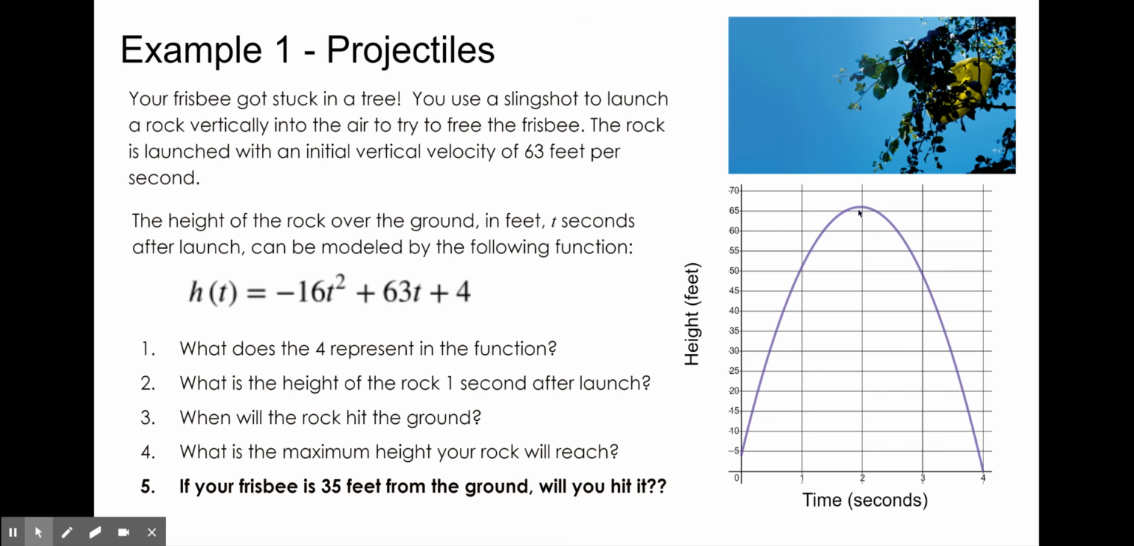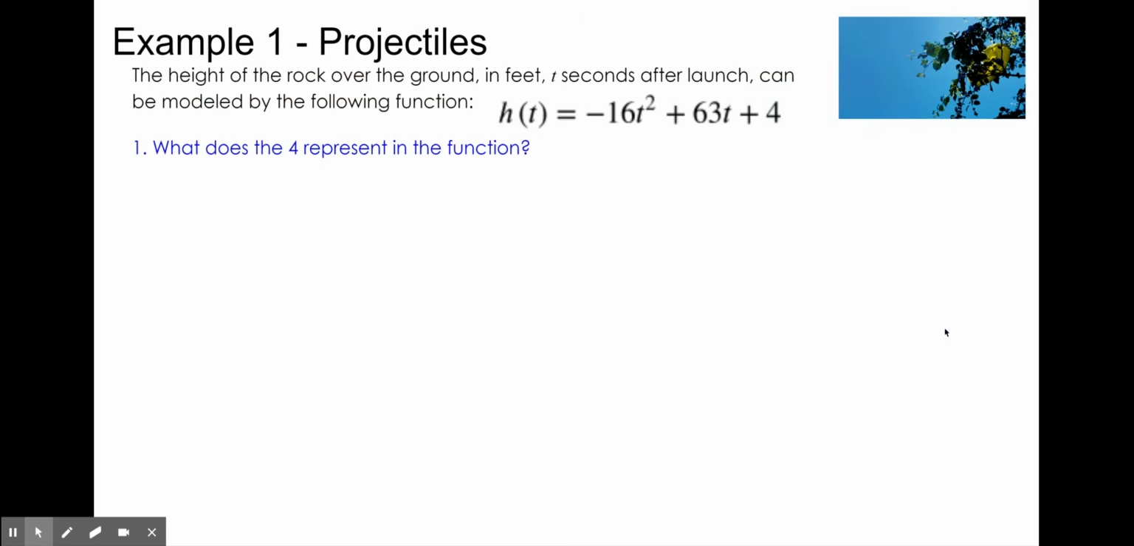If your frisbee is 35 feet from the ground, will you hit it? If I draw a vertical line at y equals 35, we can see that our rock will cross 35 feet in height 2 times. But let's say we don't have graphing technology. We want to use this equation to answer those same questions without a graph. First, what does the 4 represent in the function?